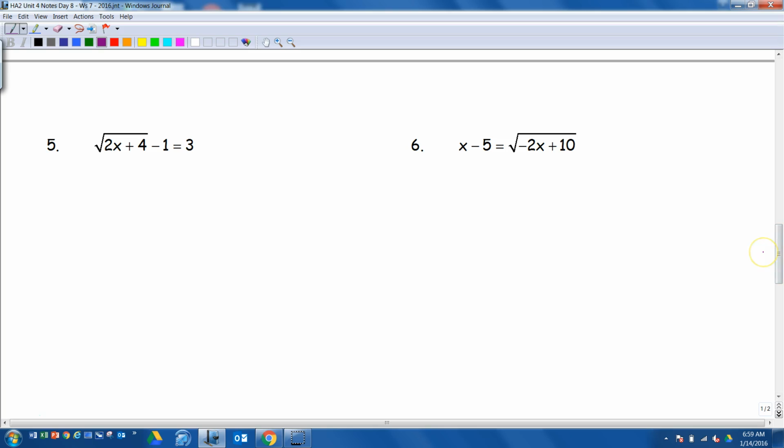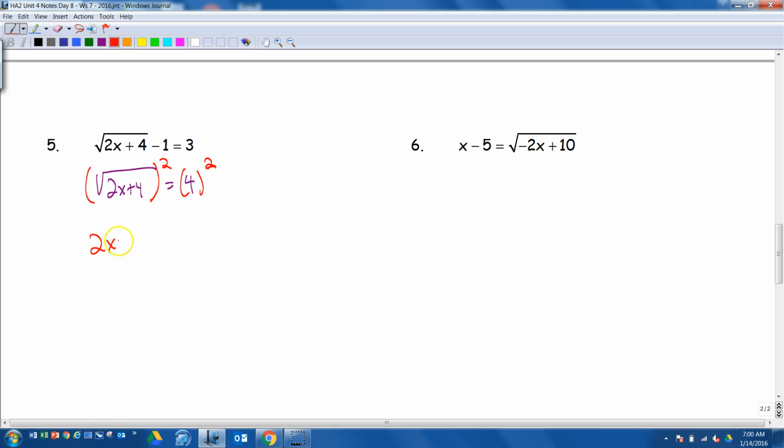Alright, so now we're going the other way. A lot of these are starting out in radical form. You want to isolate the radical. So we have to move the 1 over. 3 plus 1 is 4. Now that the radical is isolated, we do what we need to do to undo it. This is a square root, so we square both sides.